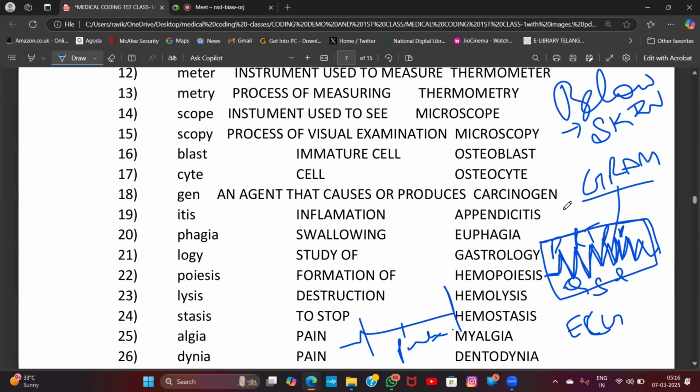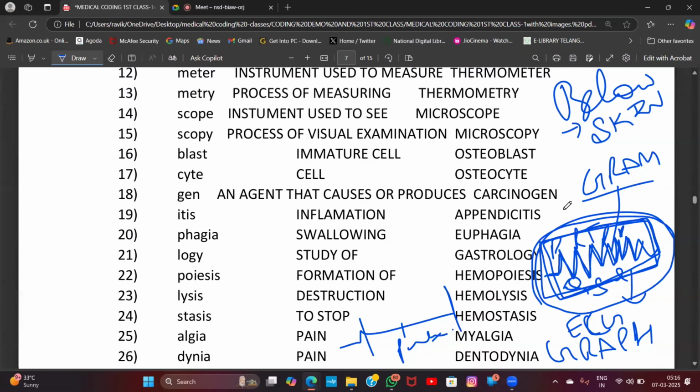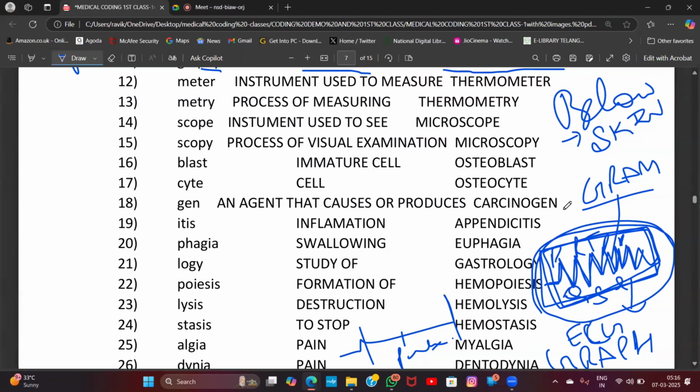What is this instrument called? Graph. Electrocardiograph. The instrument we call graph. The entire process is called graphy. What is the process called? Graphy. The process is called graphy.